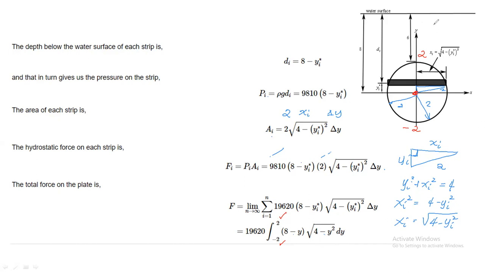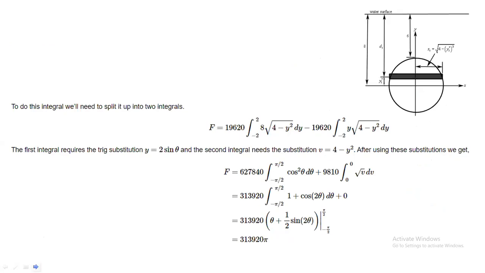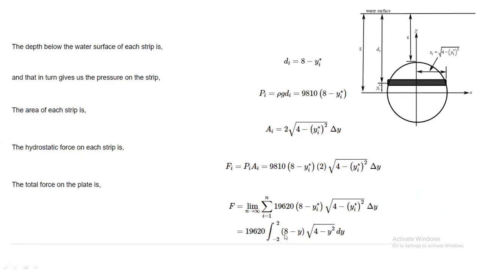Okay, now I'll clear my markings. Then we proceed to the next slide. Now you have this one. The first integral requires the trigonometric substitution. Okay, wait. That's the first integral. You have this. 19,620 times 8 is just a constant, and you have this. So you will have trigonometric substitution.